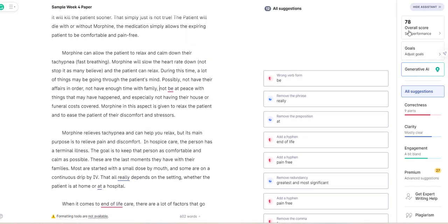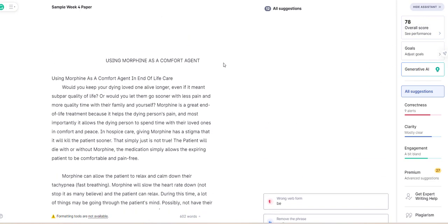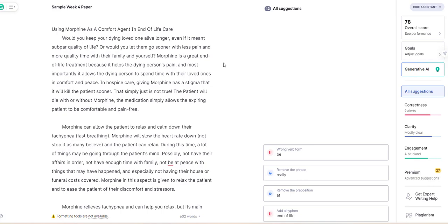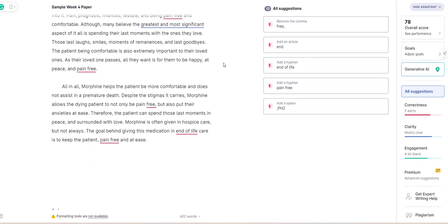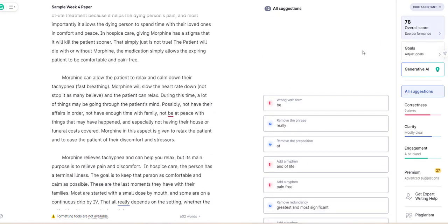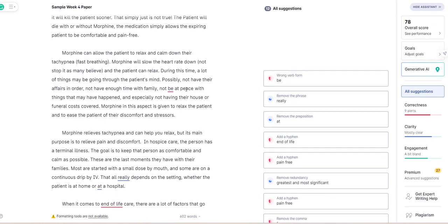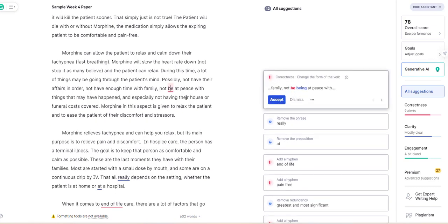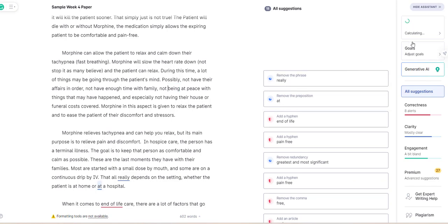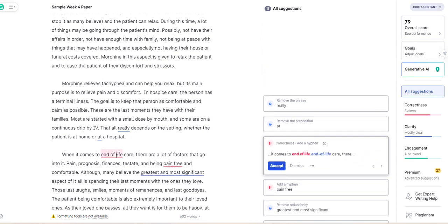And then here you have 78%. So what does that mean? That means that right now the grade you would get for this paper, if you keep all these mistakes in there, would be about 78%. And the fun thing is, as you start pressing accept, the grade goes up. Not by much, but it does. See, each time you correct a mistake, the grade goes up.